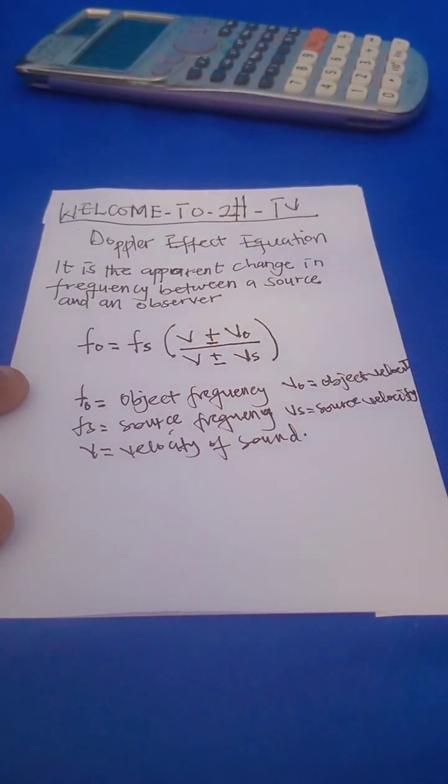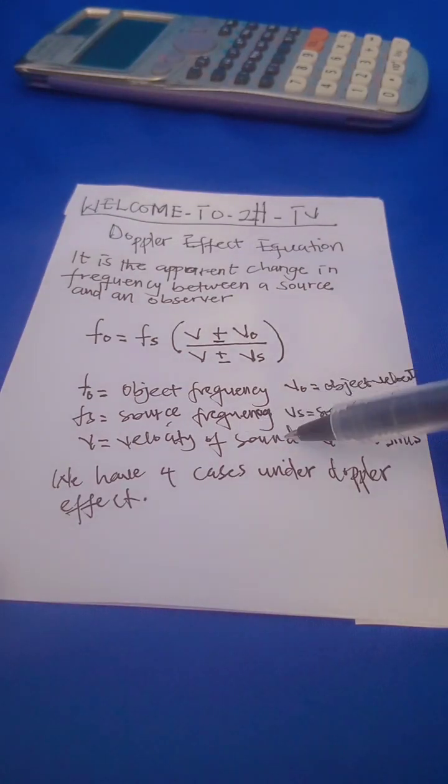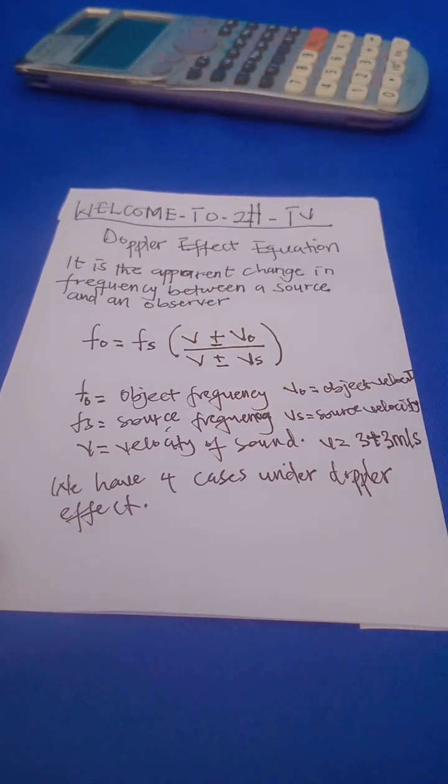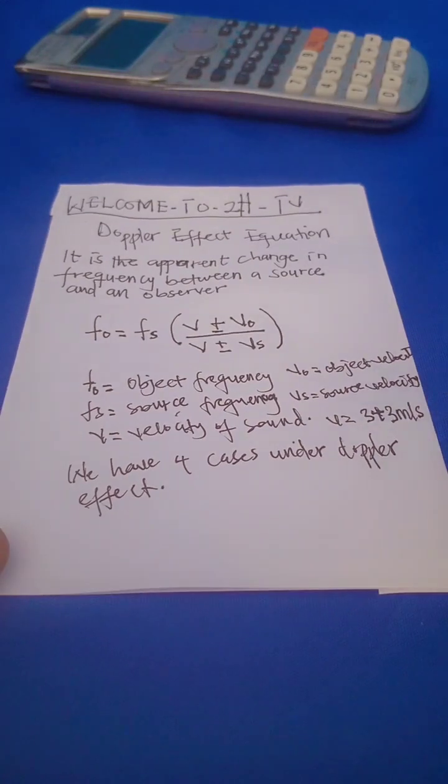Note that in a given question, when the velocity of sound is not given, it is 343 meters per second. Now we have 4 cases under Doppler effect. So let's look at that.